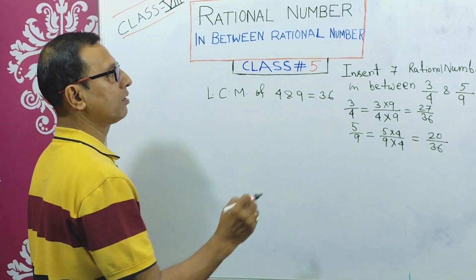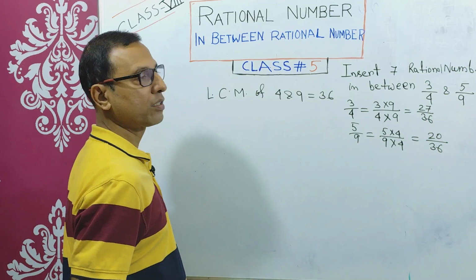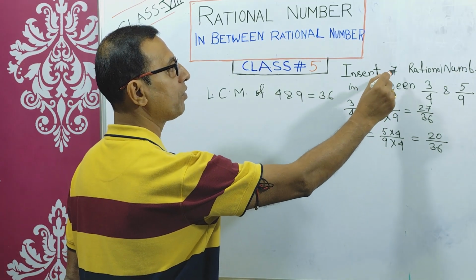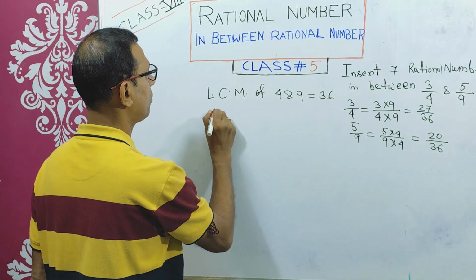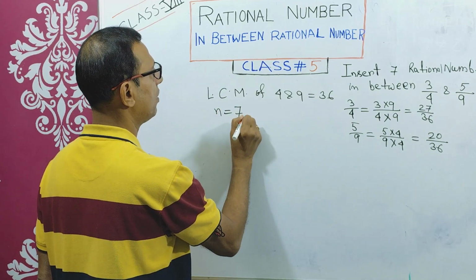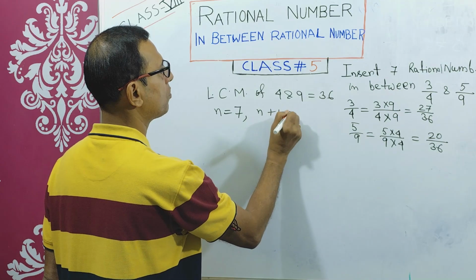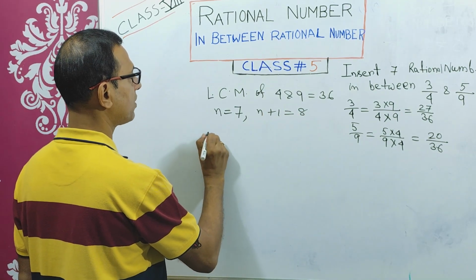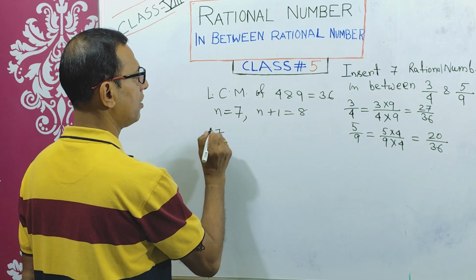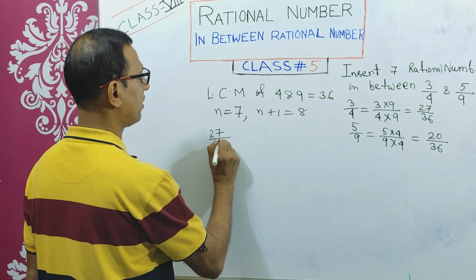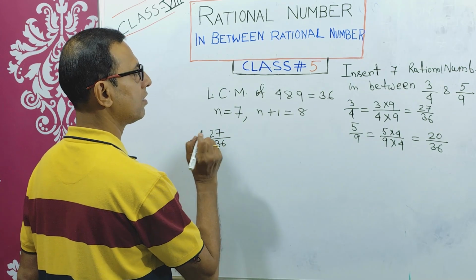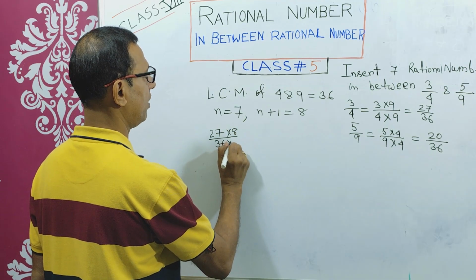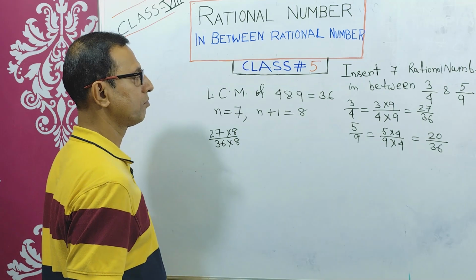Now second point, 7 rational numbers. That means you need to make equivalent fraction by multiplying with 7 plus 1. So n equals 7. So n plus 1 equals 8. Now you multiply. So 27 by 36, 8, and here also it is 8.